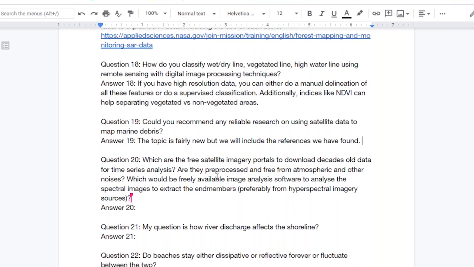Which are the free satellite imagery portals to download decades of old data for time series analysis?